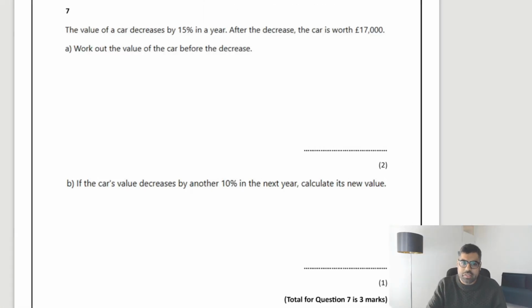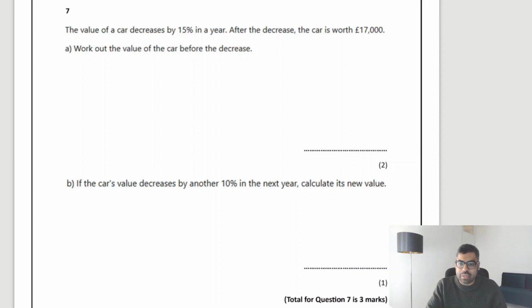So moving on to question 7, we have a value of a car. The car is 17,000 and we're told that it's decreased by 15% in a year. Now a lot of people will see a question like this, they'll see 17,000 and they'll think they need to reduce it by 15%. However, the question here is actually asking us to work out the value of the car before the decrease. So it's already been decreased by 15%.